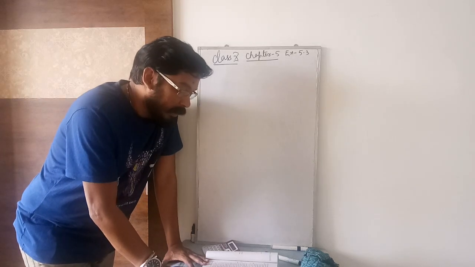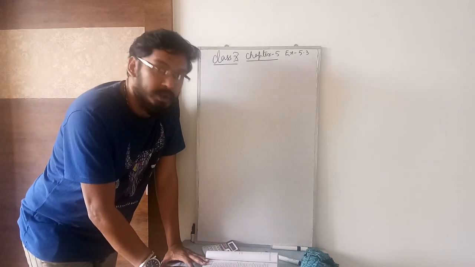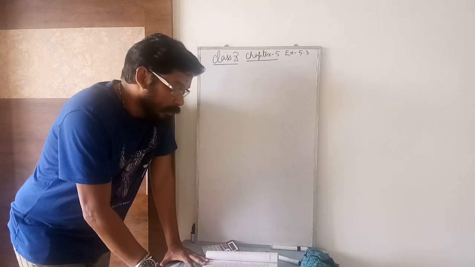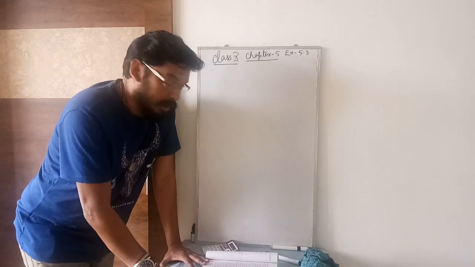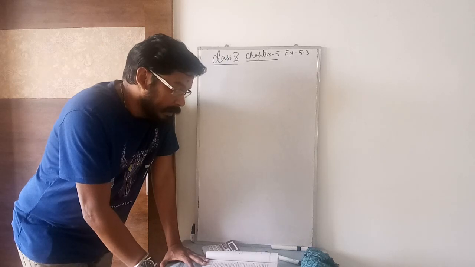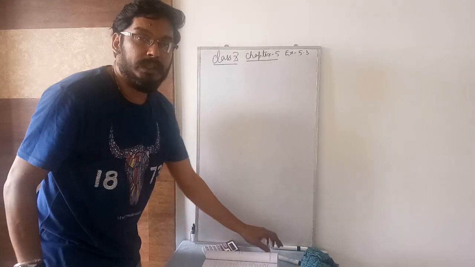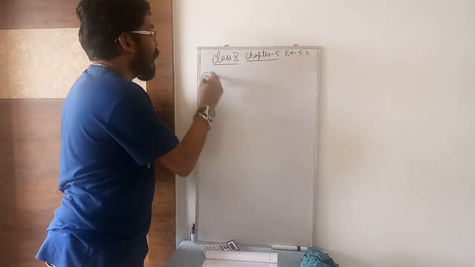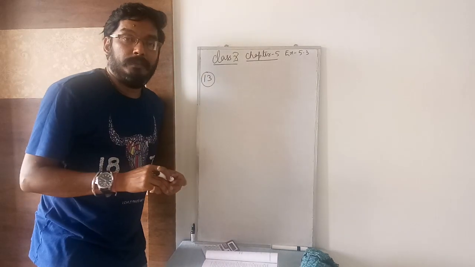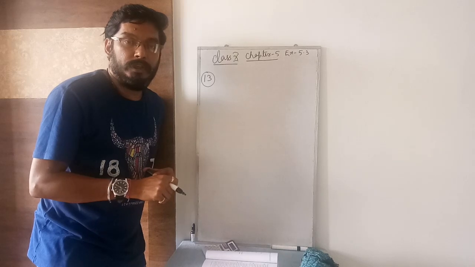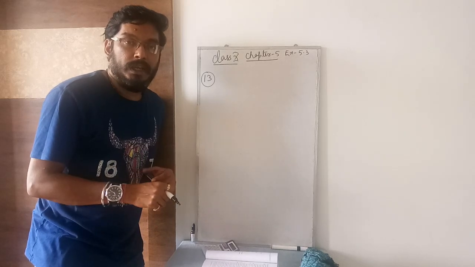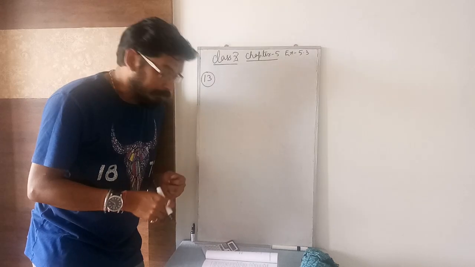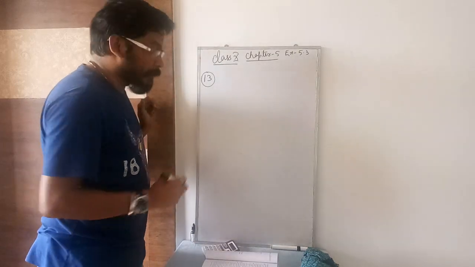So question number 13, I am reading the question from the old edition book, the previous edition. Find the sum of first 15 multiples of 8. When we speak of multiples of 8, that means those numbers which are divisible by 8. So the sum of first 15 multiples of 8.